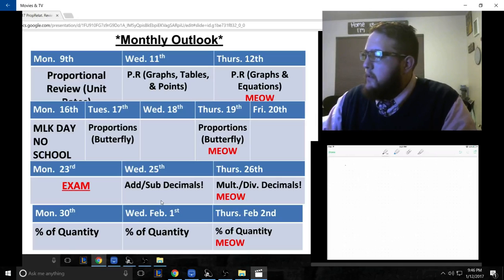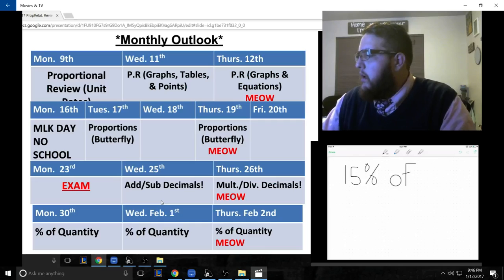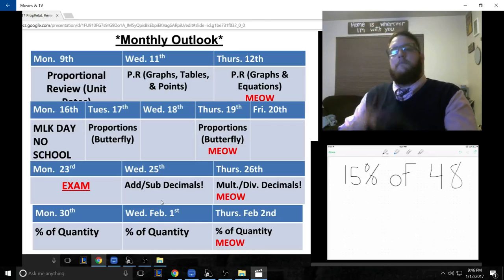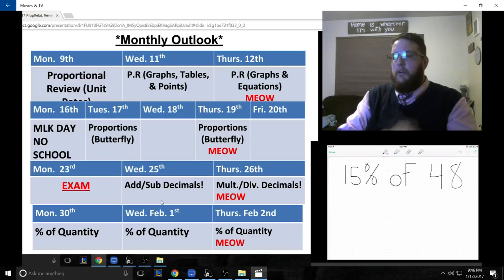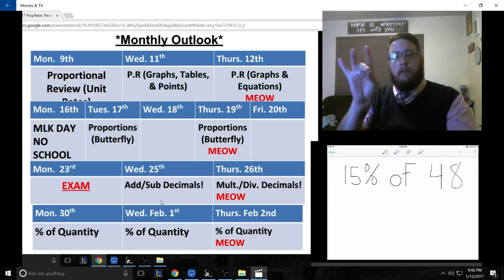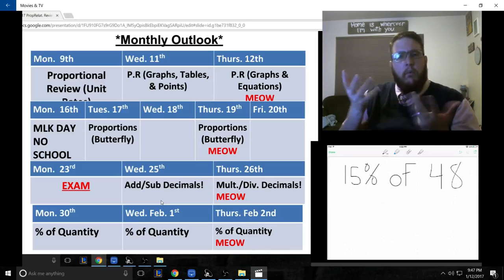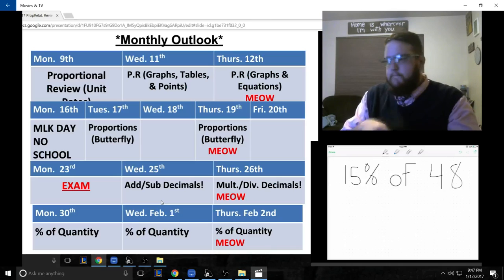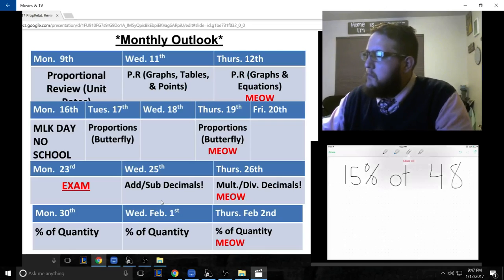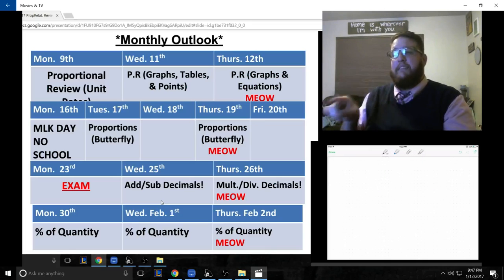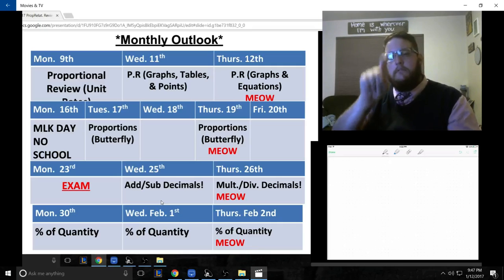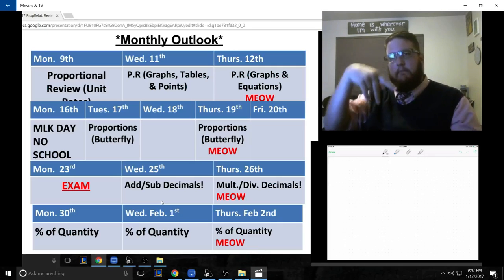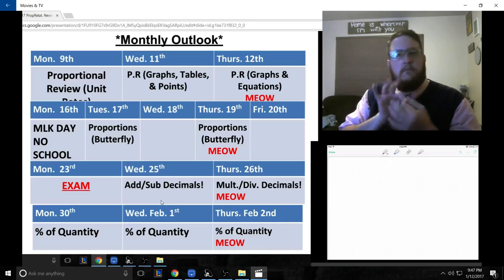I'll write up a brief example of this as well. So again, I'm not going to go into great detail at this point, but essentially what we'll have the kids do is, if given a number, they'll be able to determine different percentages of that number. Percent of quantity is an important skill for the students to learn because this will lead them into tax, tip, and discount.